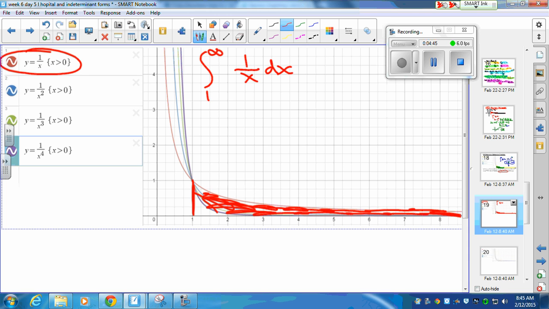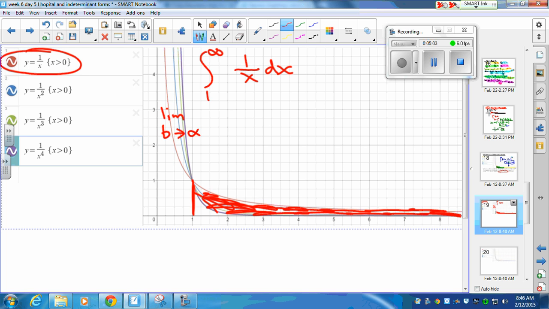Now, since it's improper, the issue is I don't know how to plug in infinity. Okay, so what they do to avoid this is they change this problem and they say, let's do the limit as, let's call it b.